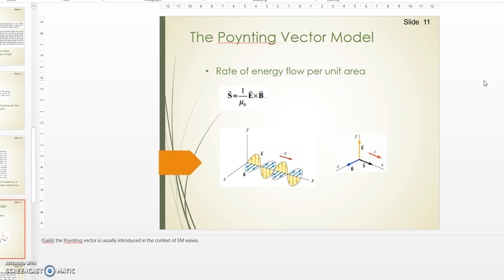Okay, so what is the Poynting vector? Well, there's the mathematical definition. It's the E cross B field, and typically this is introduced to physics students via the context of electromagnetic waves. We have the E field and the B field oscillating at right angles to each other, and energy is transmitted in a direction that is perpendicular to both the E and B fields, so in other words in the direction of propagation.